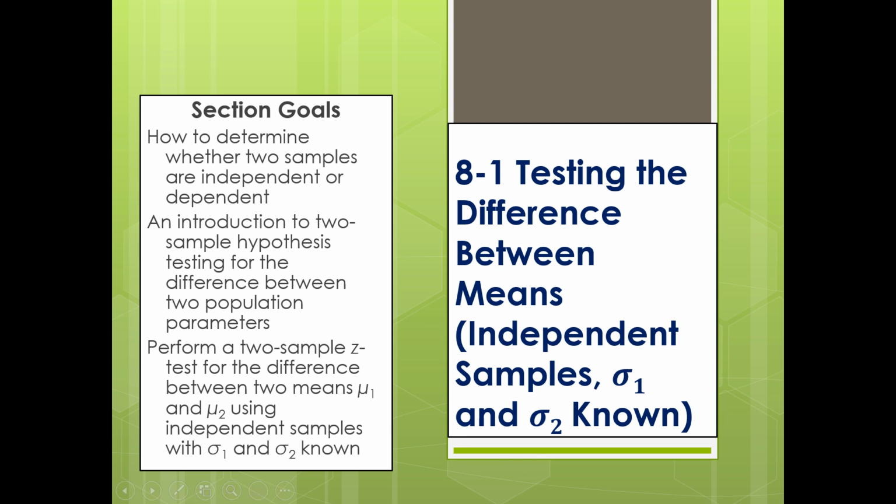What we're doing is we're learning how to tell the difference between what is independent and what is dependent. We're also learning what two sample hypothesis tests are, because so far all we've done is one sample hypothesis test, and then we're going to actually do a two sample z-test.